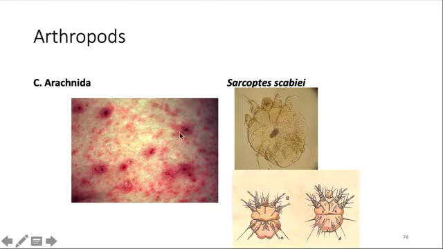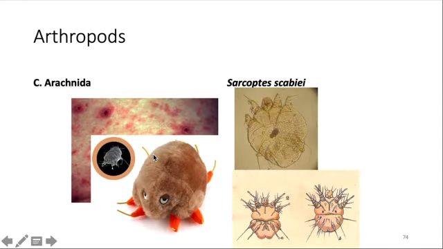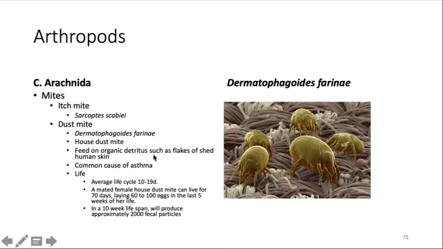They could cause scabies, as you can see in this diagram here. Then you have the mites. You have the itch mite that causes scabies. You have the dust mite, and the dust mite is generally found in house dust. It will feed on organic waste such as human skin, and they are implicated in diseases such as asthma.